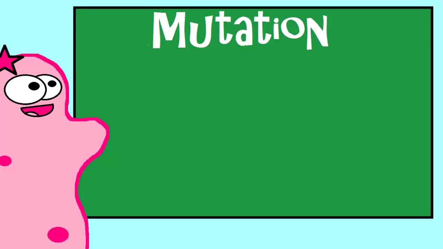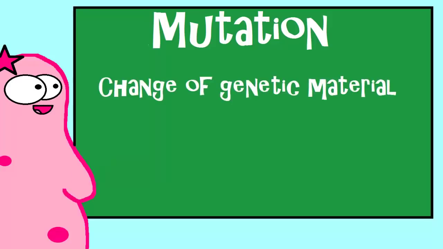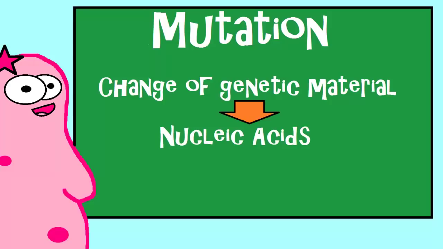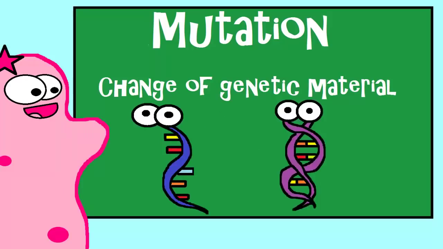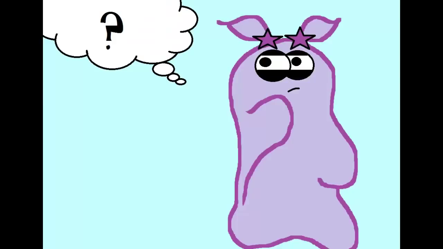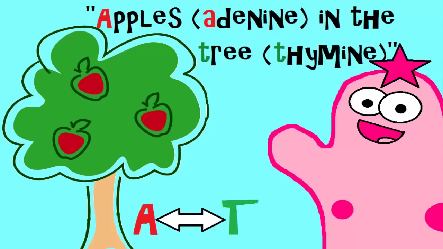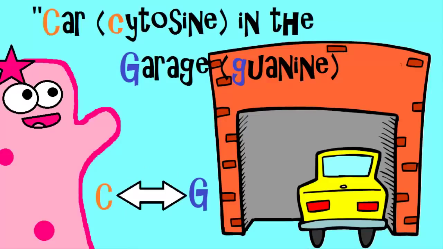Most people understand that a mutation is some kind of change. It is a change of genetic material, and more specifically, a nucleic acid. RNA and DNA, they're both types of nucleic acids. So how does a change happen? Remember that in DNA, the base adenine A goes with the base thymine T, and the base cytosine C goes with the base guanine G.